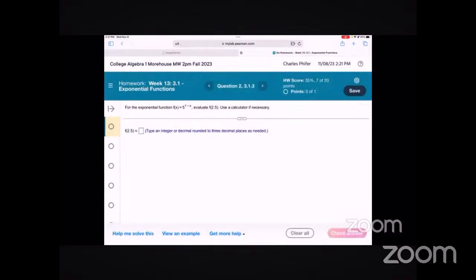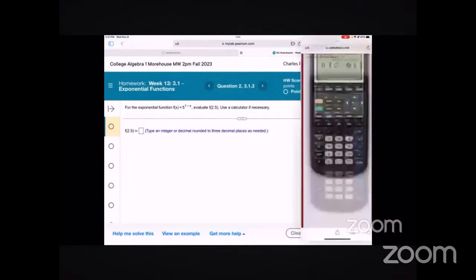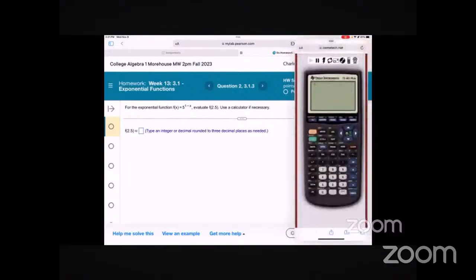For the exponential function, evaluate f of 2.5, use a calculator if needed. Okay. So all I'm going to do, I'm going to go to my y equals. I have 5 to the power of 1 minus x. Let me practice my typing. So 5 hat parentheses 1 minus, what is it, like w? 1 minus x is like this thing. Close parentheses. Okay.